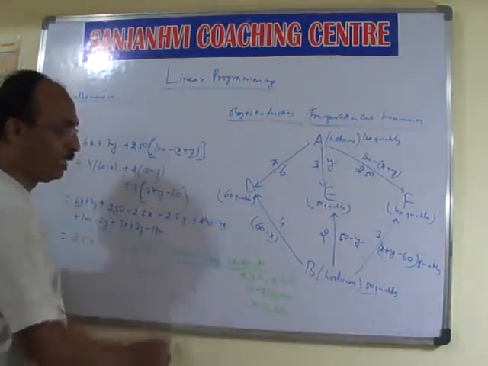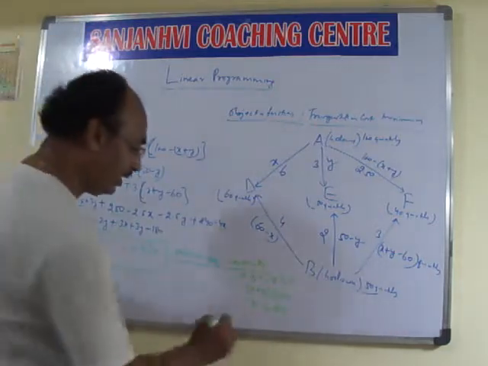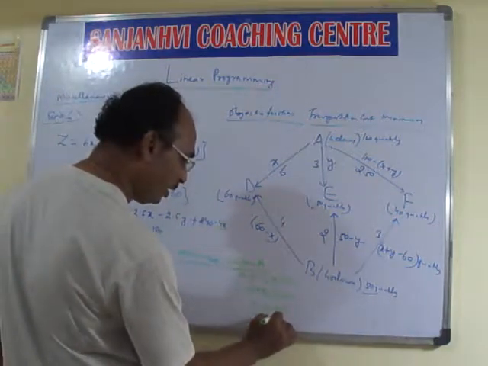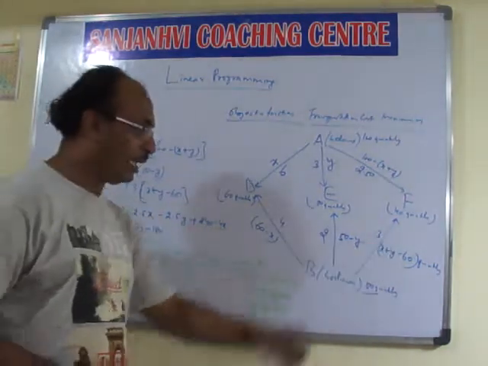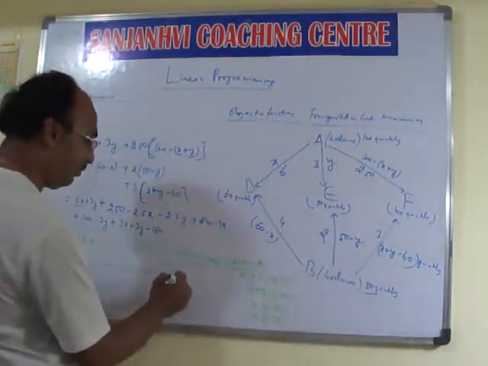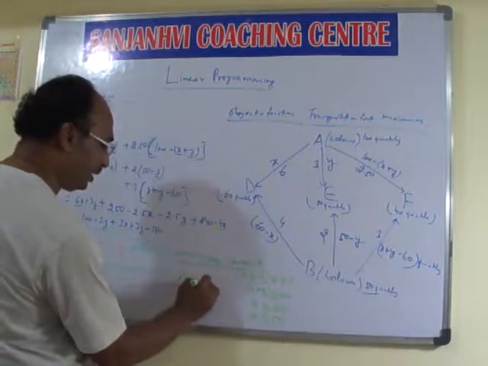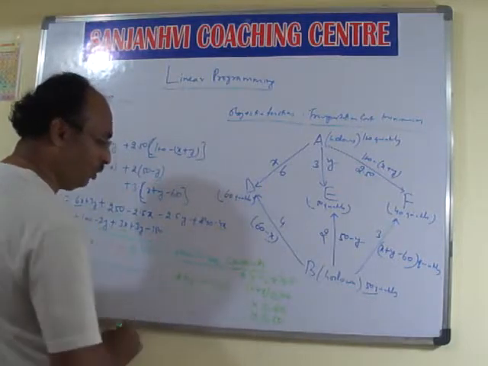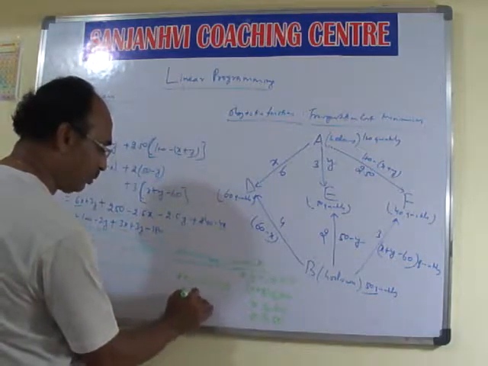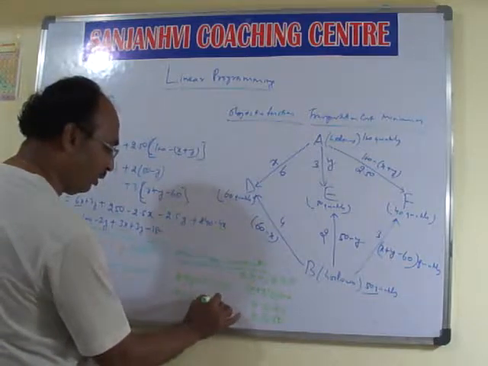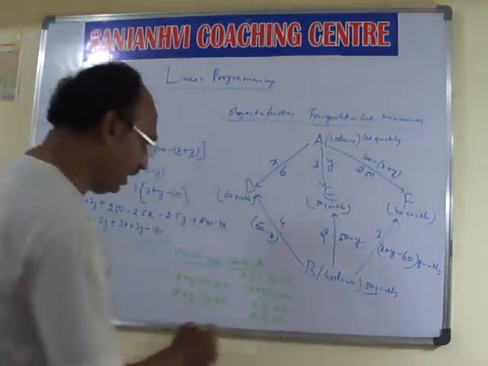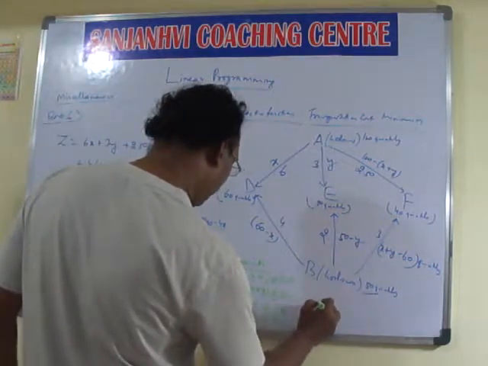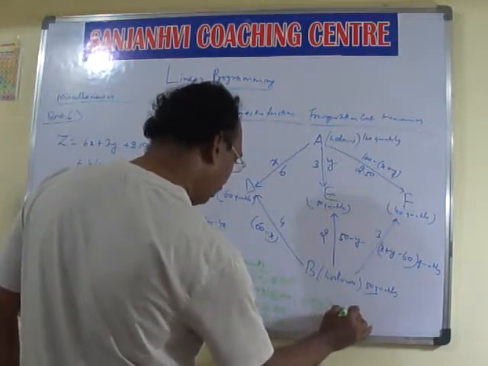Another one: y should be less than or equal to 50. Then x plus y minus 60 should be greater than or equal to 0, so x plus y should be greater than or equal to 60. So this is another constraint.